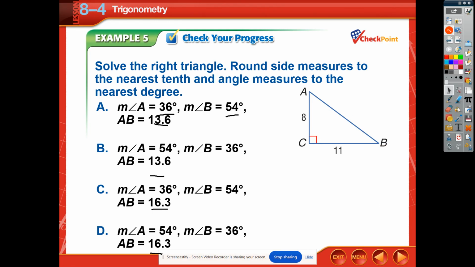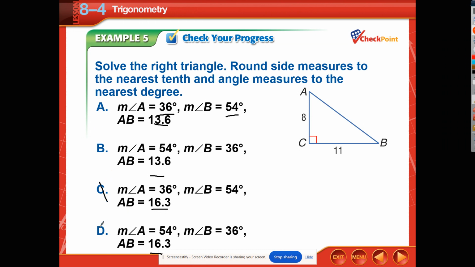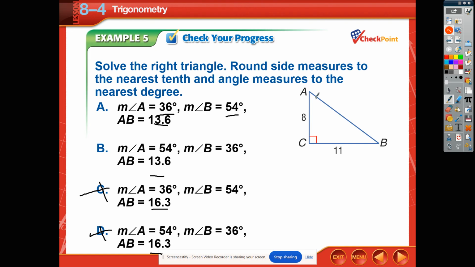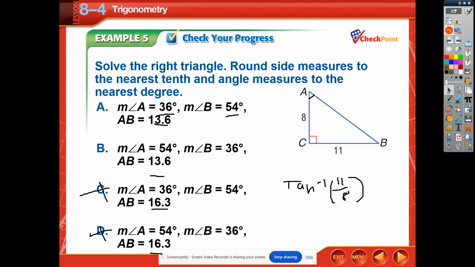Okay, so we can eliminate C and D because they have the wrong side length. And then we'll just go ahead and solve for one of these angles and we'll figure it out. So I'm going to solve for angle A. Angle A should be tangent of, and tangent is opposite over hypotenuse. Not opposite over hypotenuse, sorry. Tangent is opposite over adjacent. So I want to just do tan inverse of opposite over adjacent, and that will get me my angle measure.